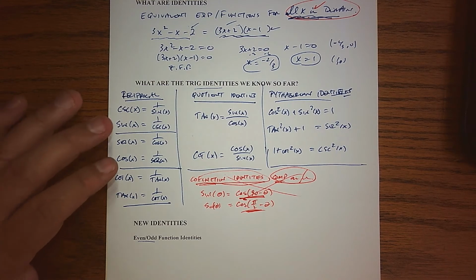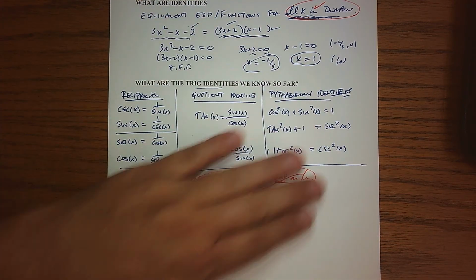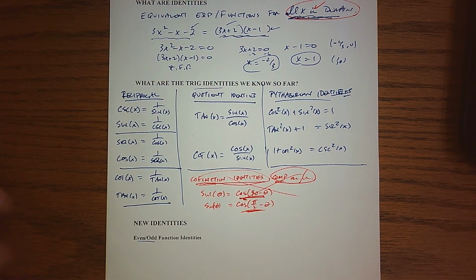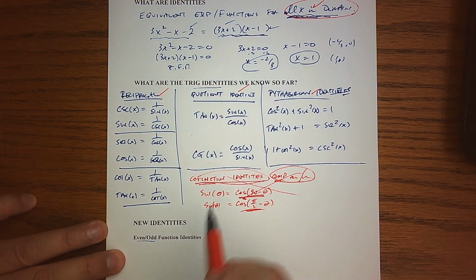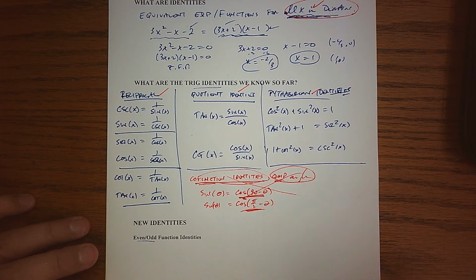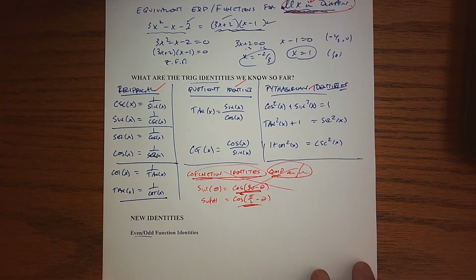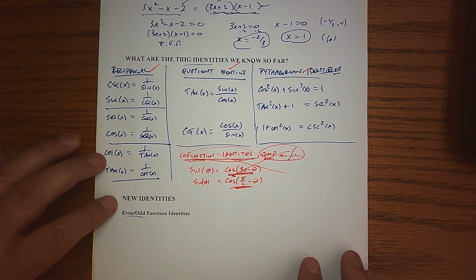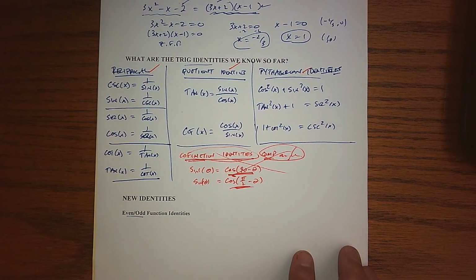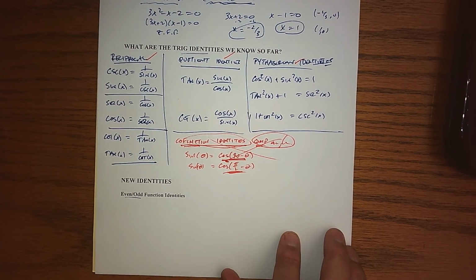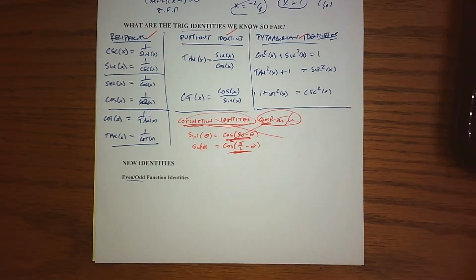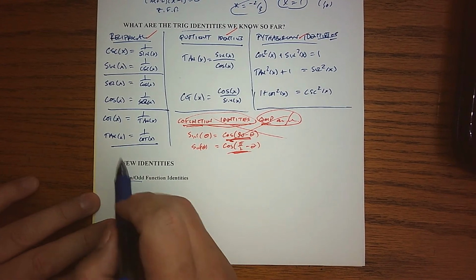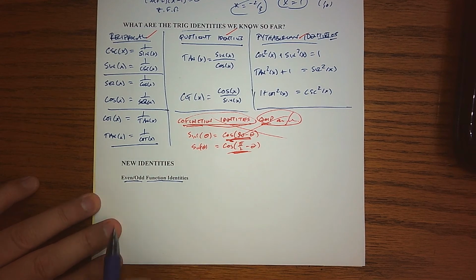So keep in mind, in the whole scope of the identities that we've learned, these are the big ones: the reciprocal, the quotient, and the Pythagorean. Even though we called the cofunction identities identities, they are not really going to be identities. Those are the old ones that we knew about, and there are some new ones based off of the graphing that we did. What we have are what are called even or odd function identities.